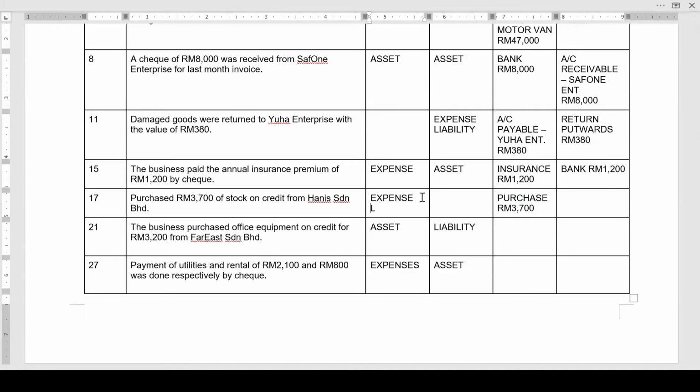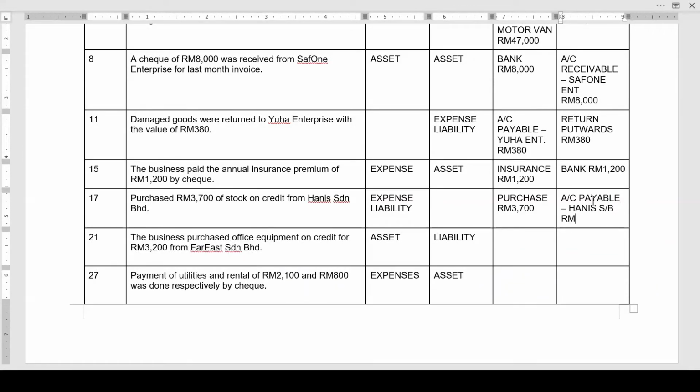And then increase in expense, increase in liability. Why increase in liability? Because you did not pay immediately, but you are going to pay in the future to Hanis Sdn Bhd. You have created a financial obligation. Increase in liability, you credit, and you create account payable of Hanis Sendirian Berhad of RM 3,700.